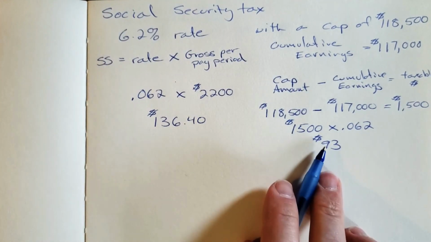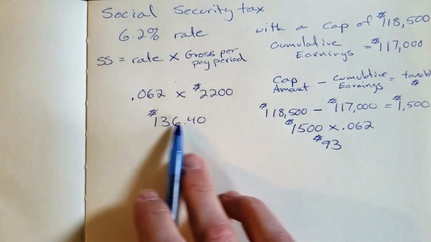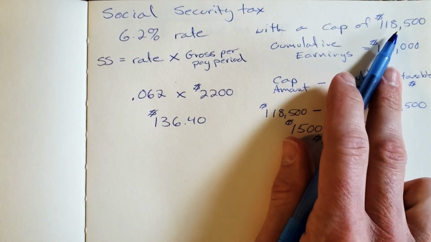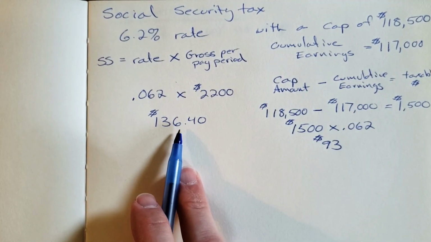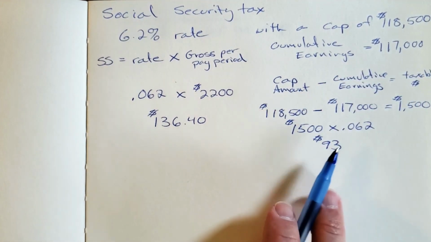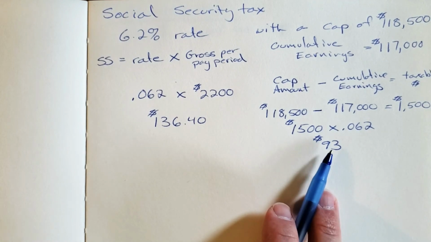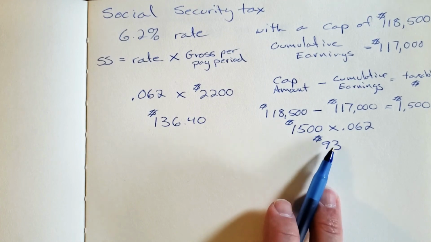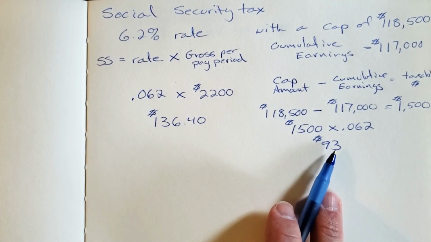All right, so most people don't make over $118,000, so that means that they're always going to pay Social Security. For people who do make over $118,500, they will have a point in their year where they stop paying Social Security tax. So on the next check after this one, their Social Security tax would be zero, because they have already reached the cap and there's nothing more to pay.